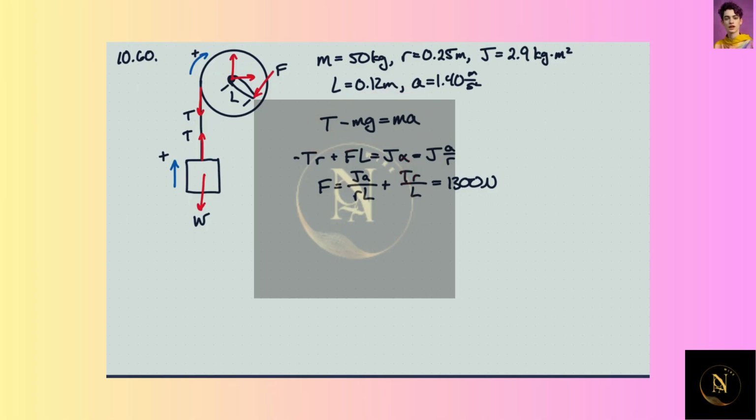I didn't actually write down the value, but if we calculate all this out, we know everything else. And again, T is just m times g plus a. We get that this force here that we need to apply to this crank is 1,300 newtons.